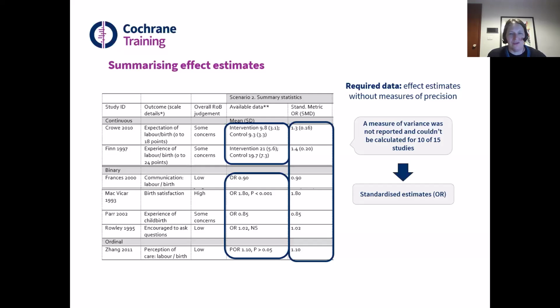The first thing we would have to do is calculate standardized estimates. And what we've done here is to calculate odds ratios. And again, the details of how to do this are outlined within the handbook. And then all we need to do is to calculate the summary descriptive statistics of those effect estimates. So it could be the median odds ratio and the interquartile range.